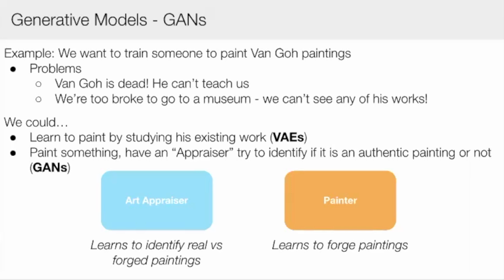So what you have is yourself, the painter. Your goal is to paint Van Gogh forgeries, right? And then the art appraiser, who alongside you, as you learn to paint, is also learning how to tell if your painting is a Van Gogh one or not. Like there's two players, the art appraiser and the painter, right?